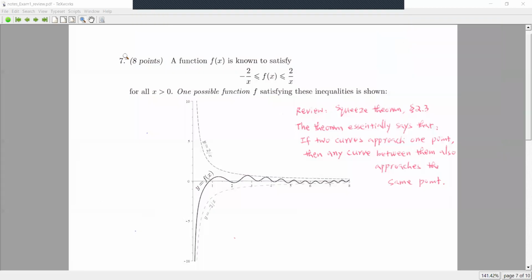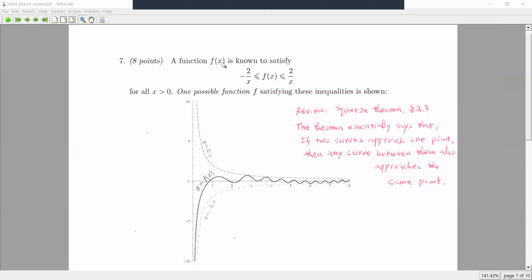Problem 7. This problem is about the squeeze theorem. The squeeze theorem is in section 2.3. Essentially, the theorem says that if two curves approach one point, then any curve between them also approaches the same point.